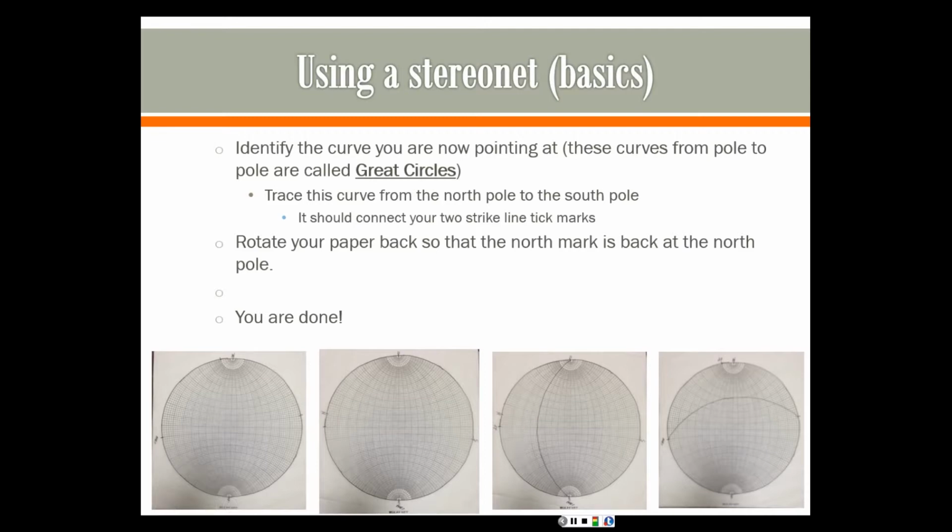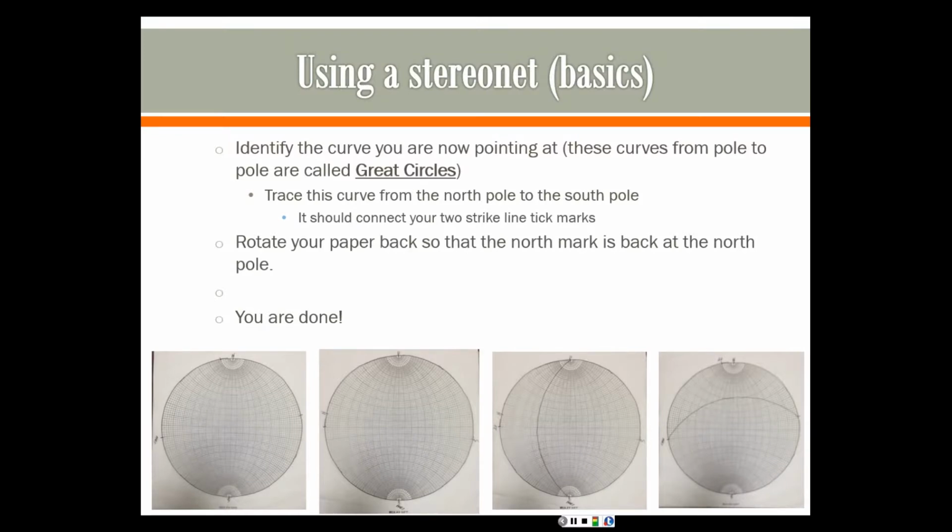Now the only thing left is to turn my paper so that north is back to north, and leaving it on the stereo net, it'll look exactly like this. You could take it off then if you don't have any more to draw, or you can, once it's oriented correctly again, go on to your next strike and dip and so forth if you're going to have multiple curves or other things on there. I made it go to the south. You could make it go to the north, just as long as it goes to one of the poles.